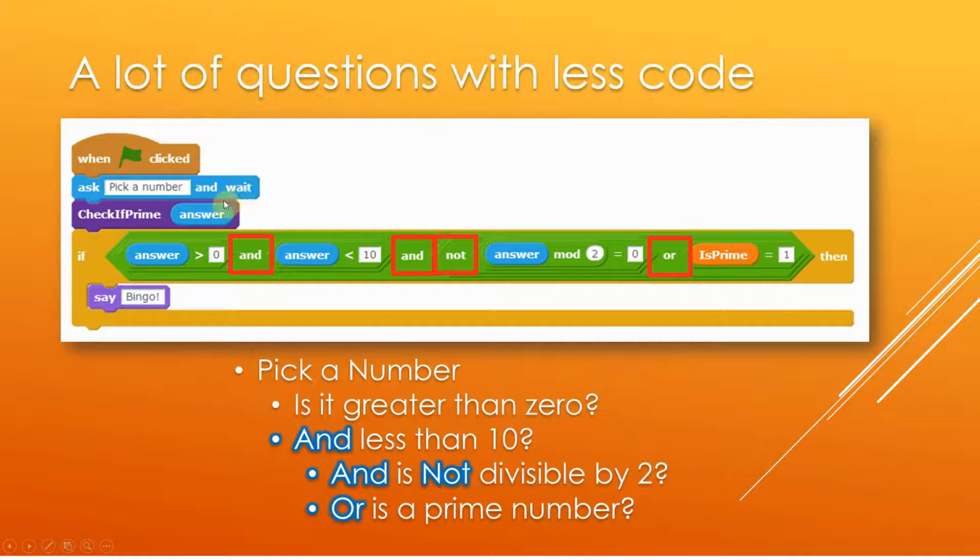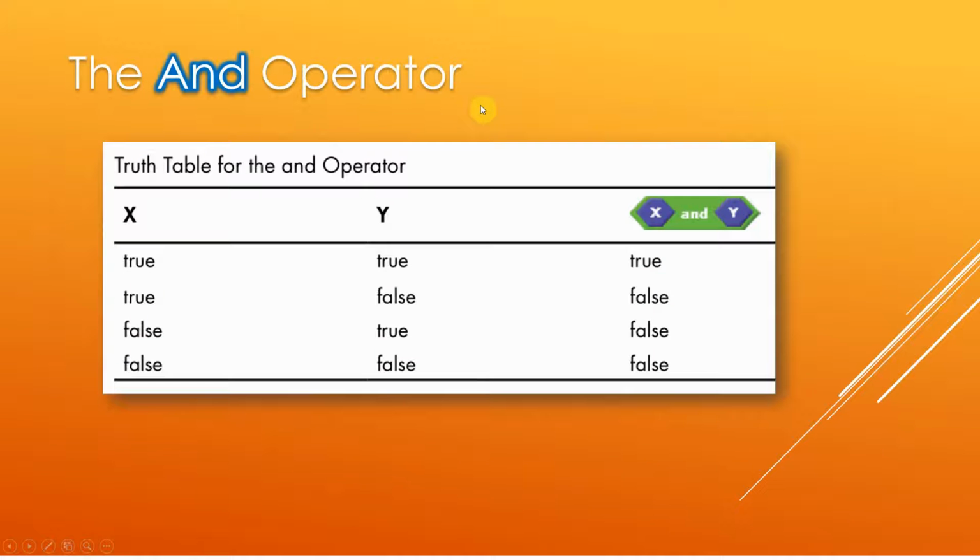It's picking a number, checking if it's prime, and then it's doing all these questions here, actually these four, in one line. And we're going to cover how that works in the following slide. First of all, let's look at our operators.